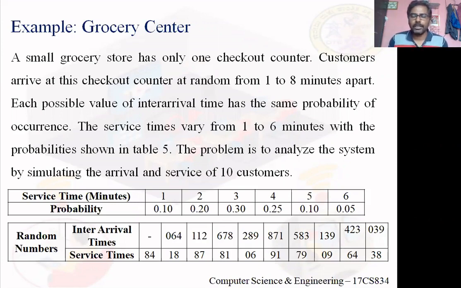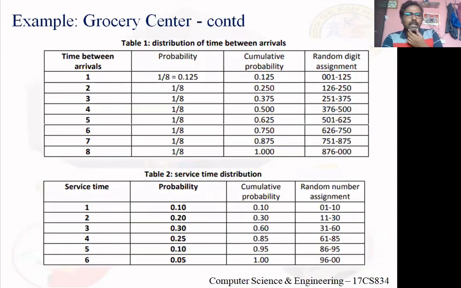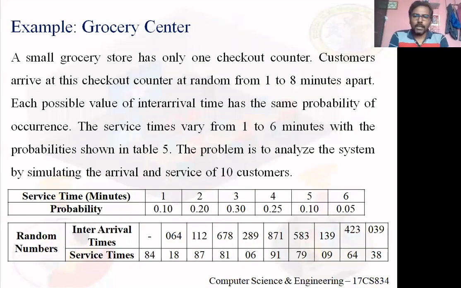Clear? For example, let me say I simulated for 100 customers. 100 customers means there will be 99 inter-arrival times, whatever they be. So all 8 values should get the same percentage, that is 12.5. Got it? It means 12.5% will be 1 minute in these inter-arrival times.